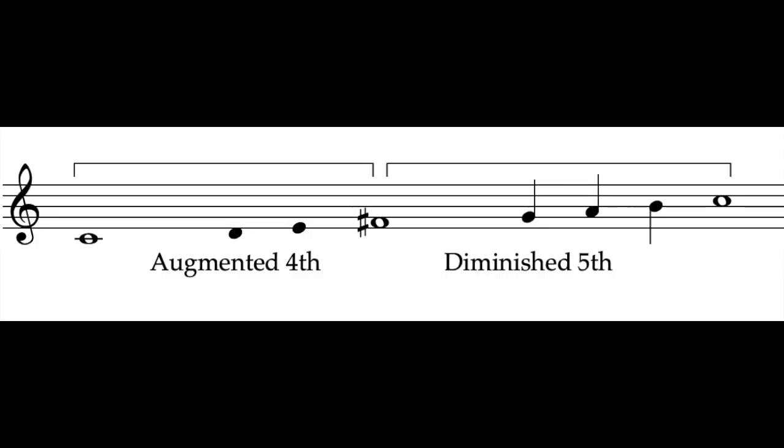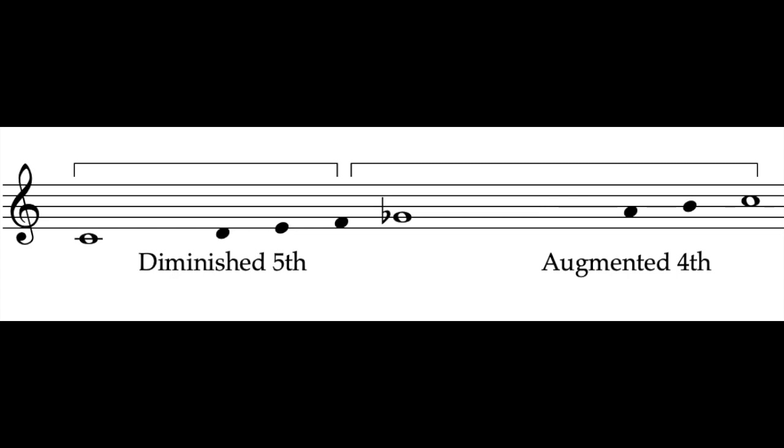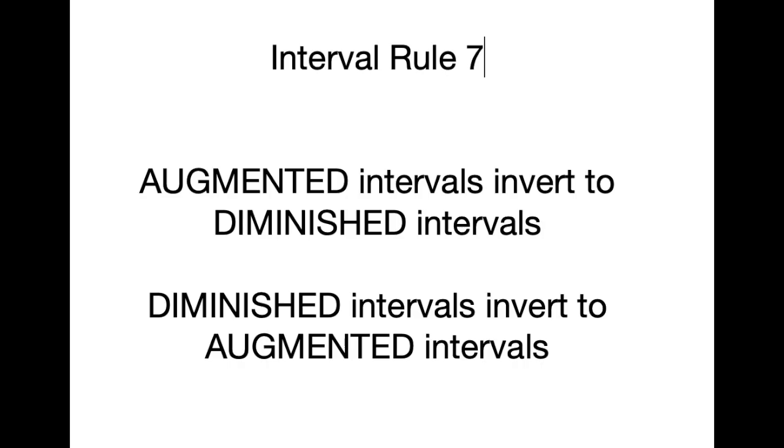And what happens if you invert a diminished or augmented interval? Let's look at C to F sharp again. It's the augmented fourth. But if we count up from F sharp to C, we get a fifth, of course, but this time it's diminished. And let's look at C to G flat. It's a diminished fifth. But if we count up from G flat to C, we get a fourth. And this time it is an augmented fourth. So, augmented intervals, when they are inverted, become diminished, and diminished intervals, when they are inverted, become augmented.